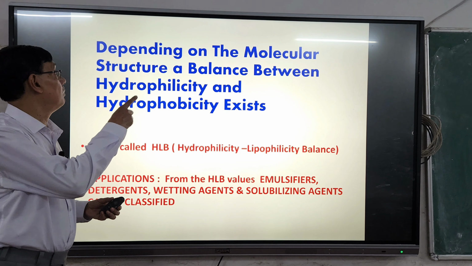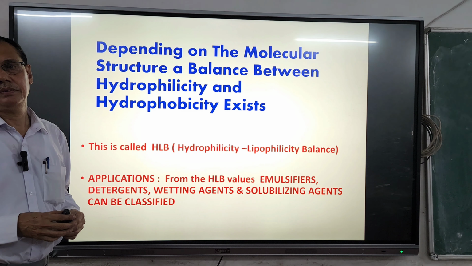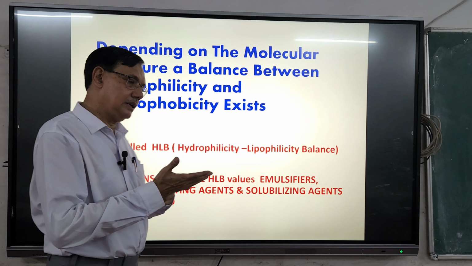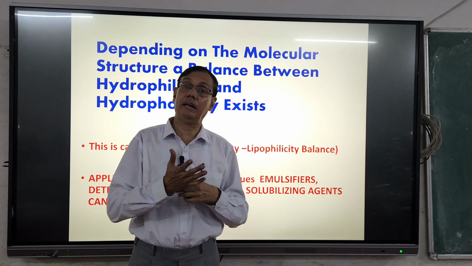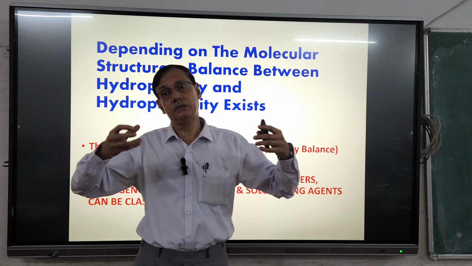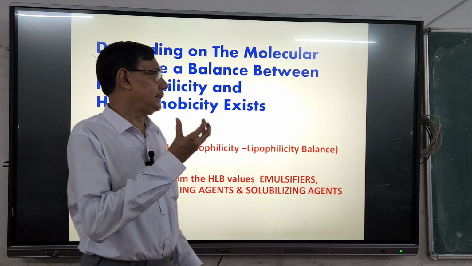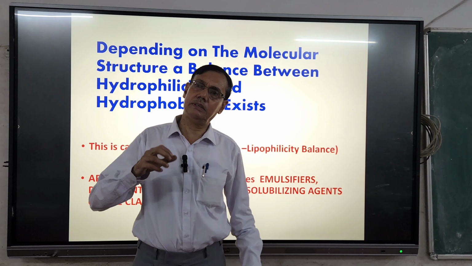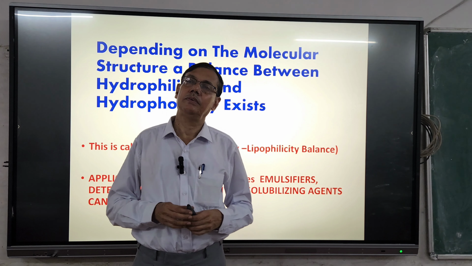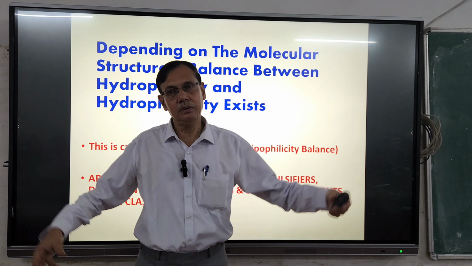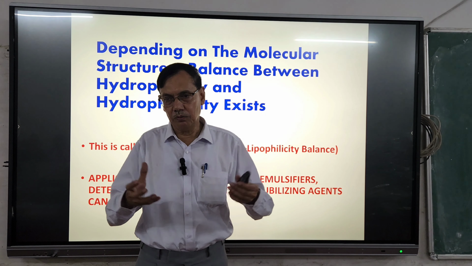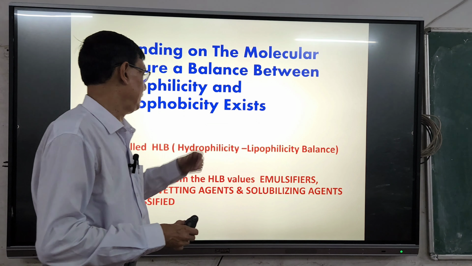So depending on the molecular structure, because I'll show you the structure, you can consider cationic, you can consider anionic, you can consider zwitterionic. Depending upon the structure, if I take C12, C14, or C16, you know that hydrophobicity changes. If the chain is very long, it is more hydrophobic, and that surfactant forms micelles easily. So that is the different thing.